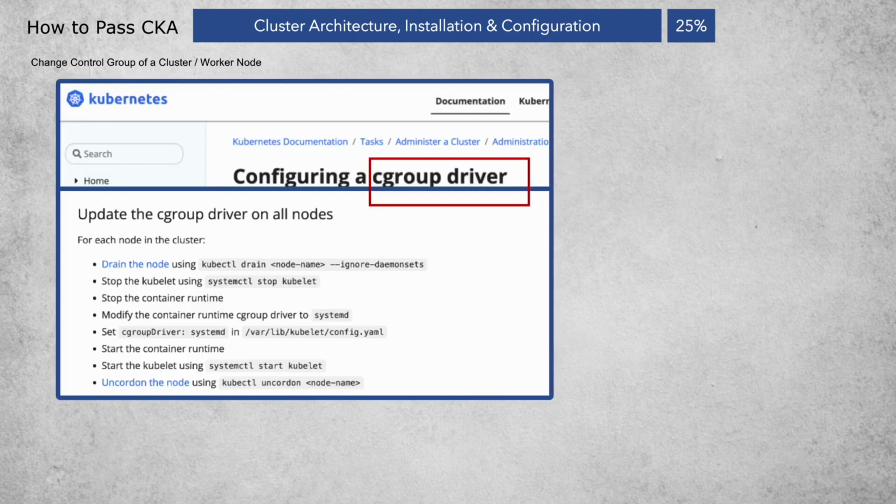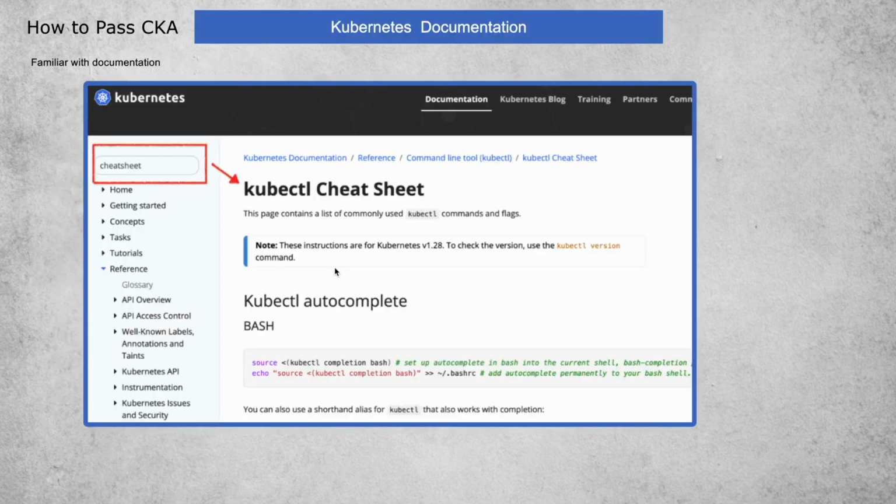During the exam, remember that you are allowed to refer to the Kubernetes documentation. Trust me, all the answers are hidden somewhere in the documentation. If you can quickly access the right page during the exam, you will save time and come out on top. Certainly, there will be one or two questions from the cheat sheet. Keep the cheat sheet as the default page in your browser when you are starting the CKA exam.